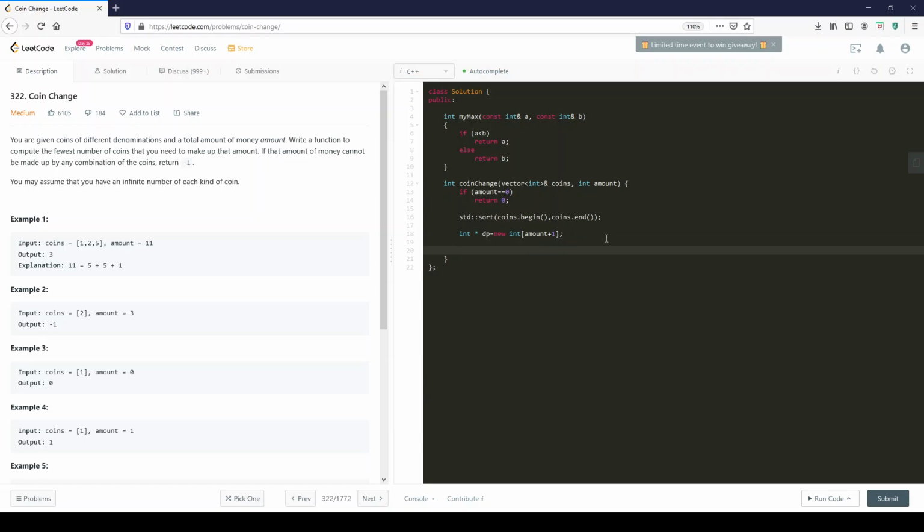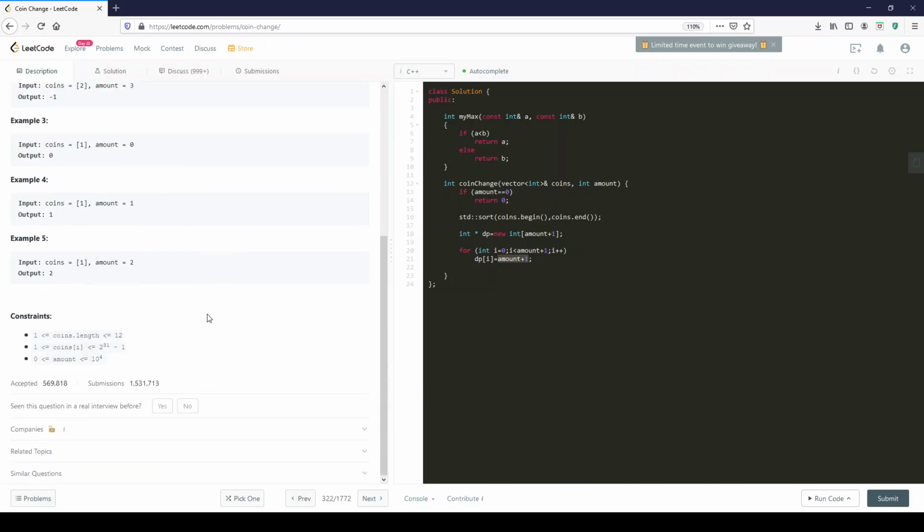And then, well, how could we do this? One way that we could do this is populate each of the elements of that new array, for i smaller than amount plus 1, by amount plus 1. And the idea is that no matter what, this will act as our infinity, because our coins cannot be less than 1, and I guess that's over here.